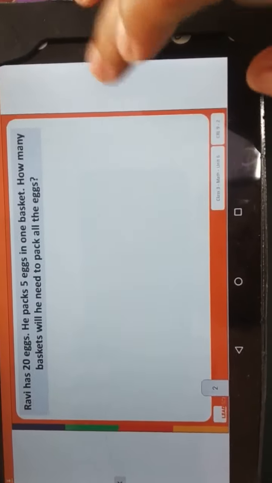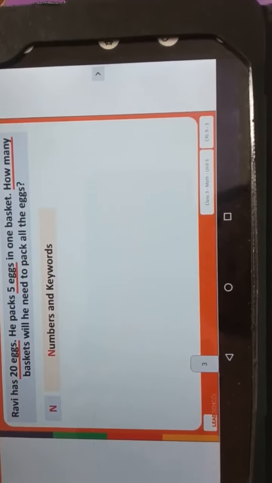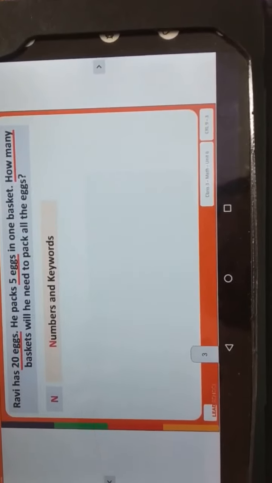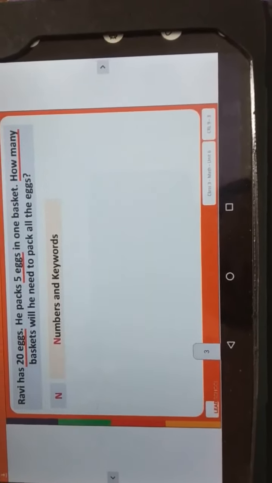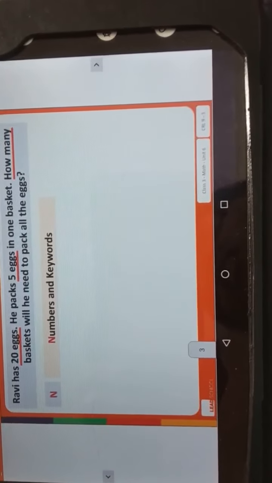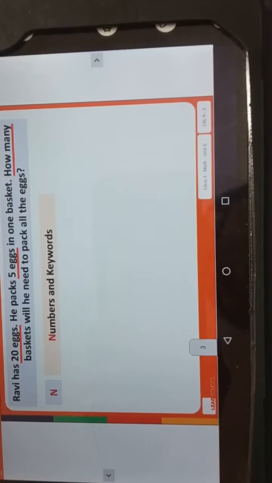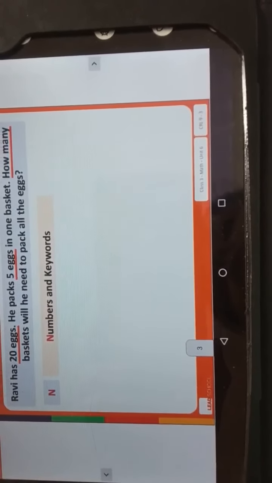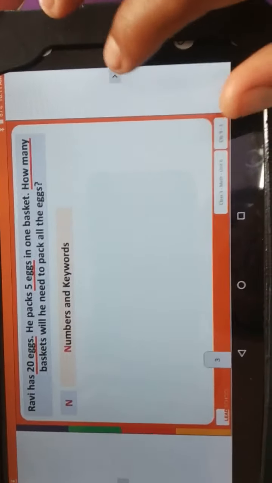Okay. So in that, what we have to do? First of all, we have to find the numbers and keywords. What are the numbers there? 20 and 5, right? 20 and 5. So 20 eggs are there and 5 eggs are there. Egg is a keyword and how many is also a keyword. Got it?